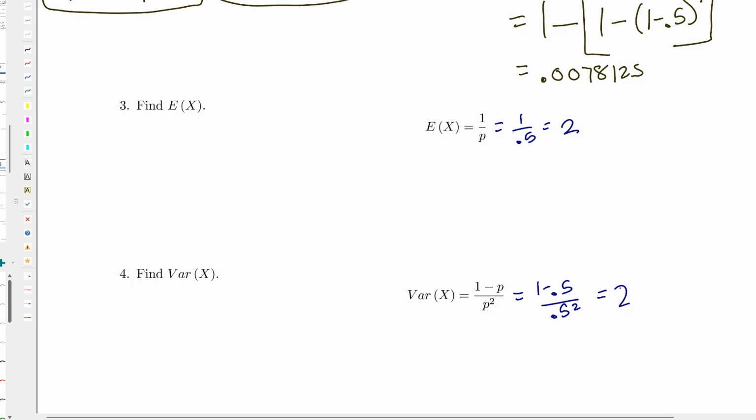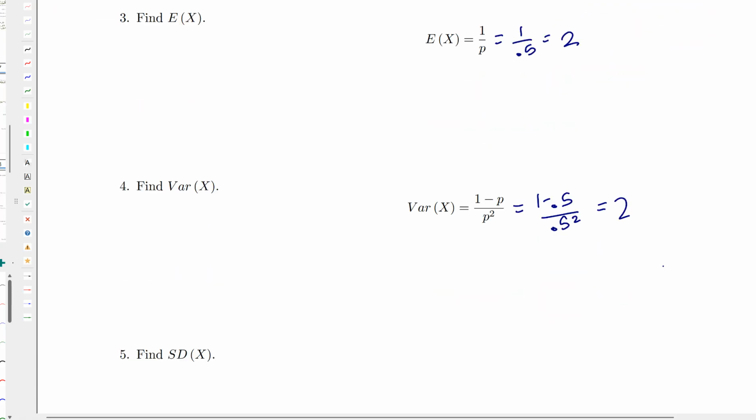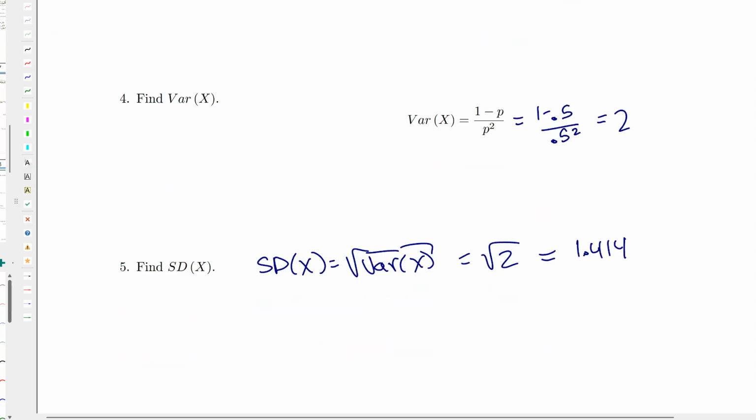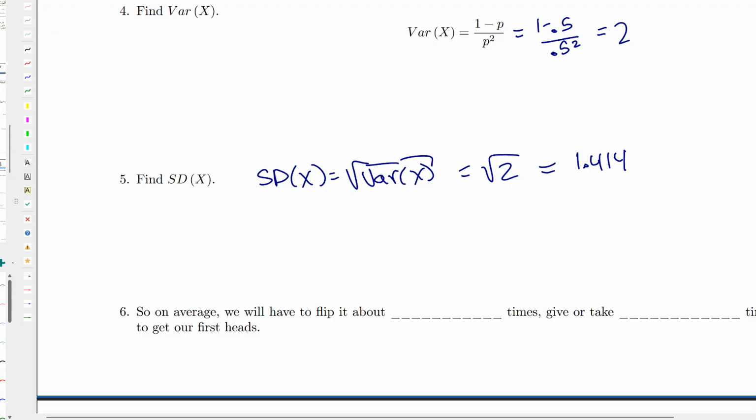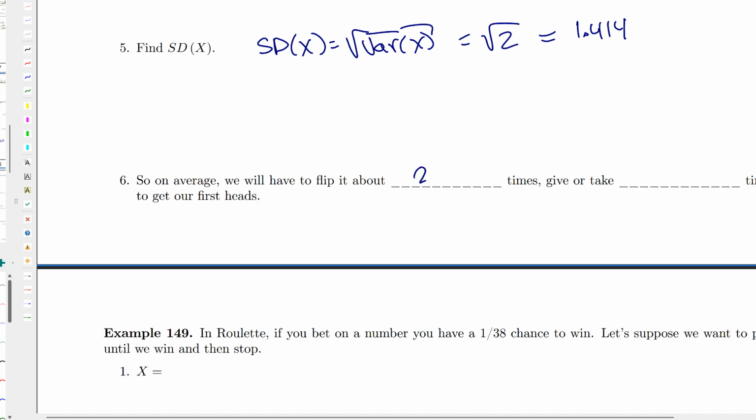Okay, this is truly just a coincidence. Those are different formulas. It's just the fact that it happened to be 0.5 that this ended up being this way. And for the standard deviation of X, we're just going to take the square root of the variance. So the square root of 2, which gives me 1.414. So on average, we will have to flip it about 2 times. That's the expected value of X. Give or take the standard deviation, which is 1.414 times, to get our first head.